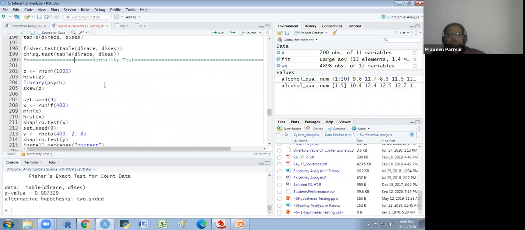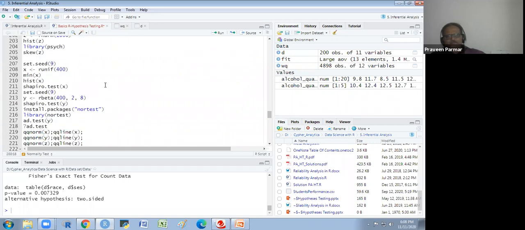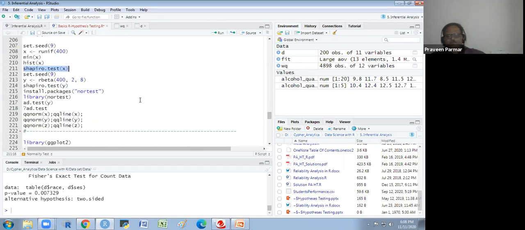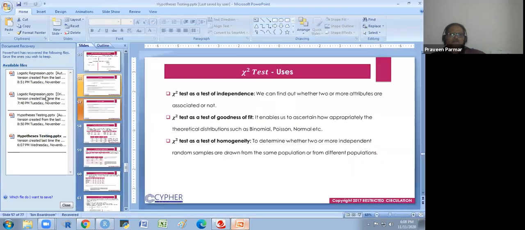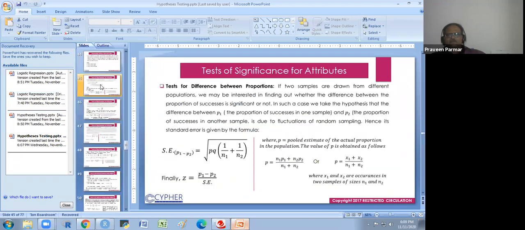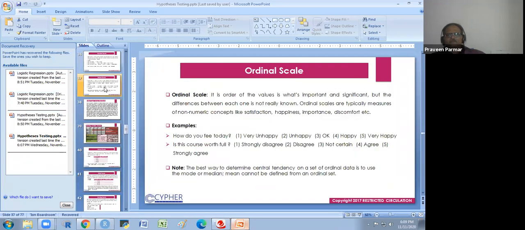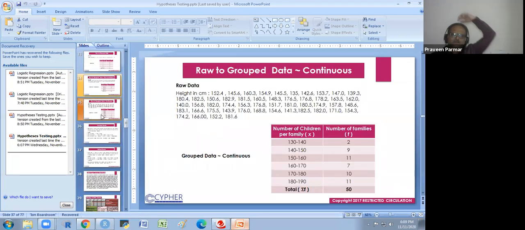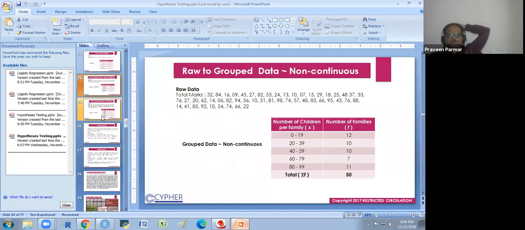Now we see the normality test. We have the Shapiro test we are using here. We have the Anderson-Darling test also. We have various tests. I have mentioned so many tests of normality there, but one or two tests is okay. We could perform them. I will show you the normality test here.